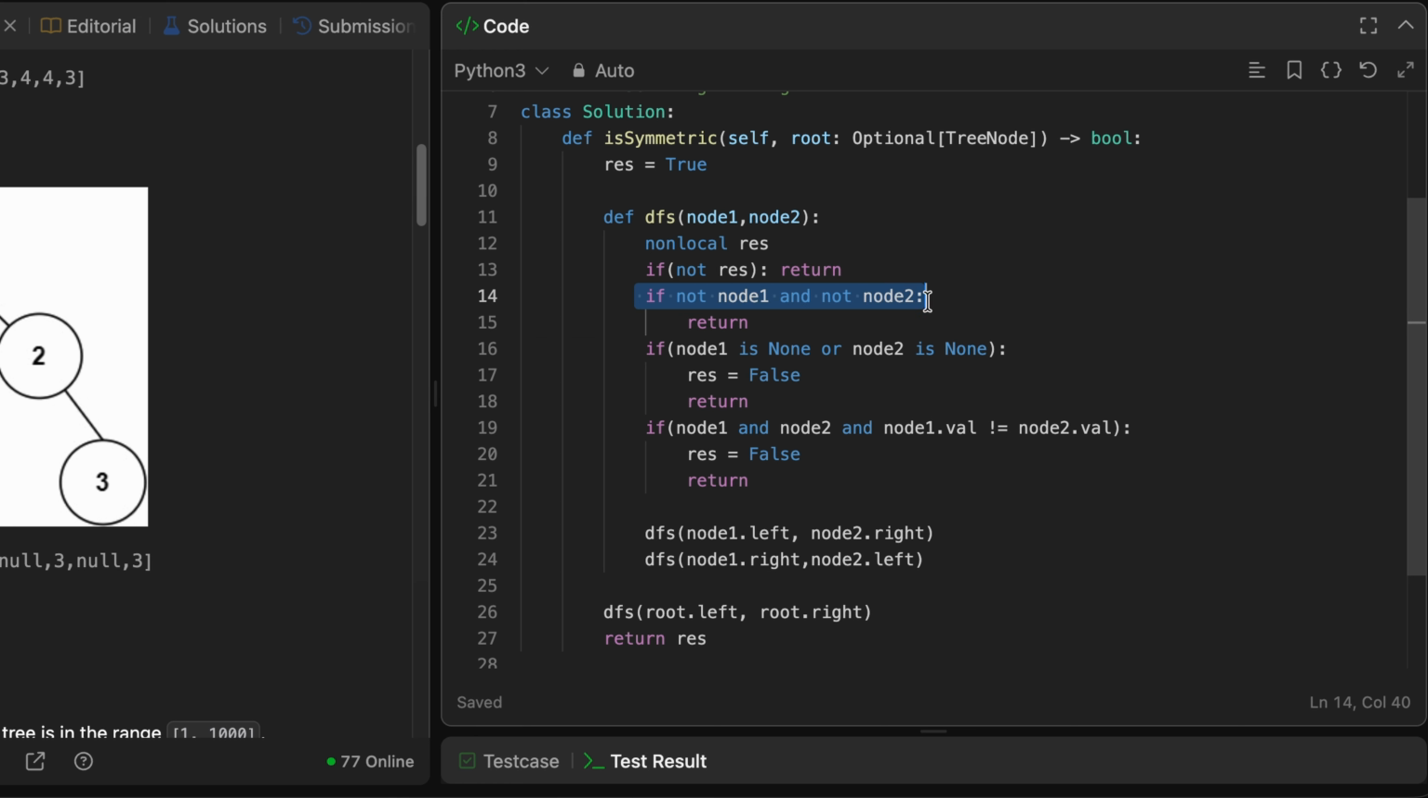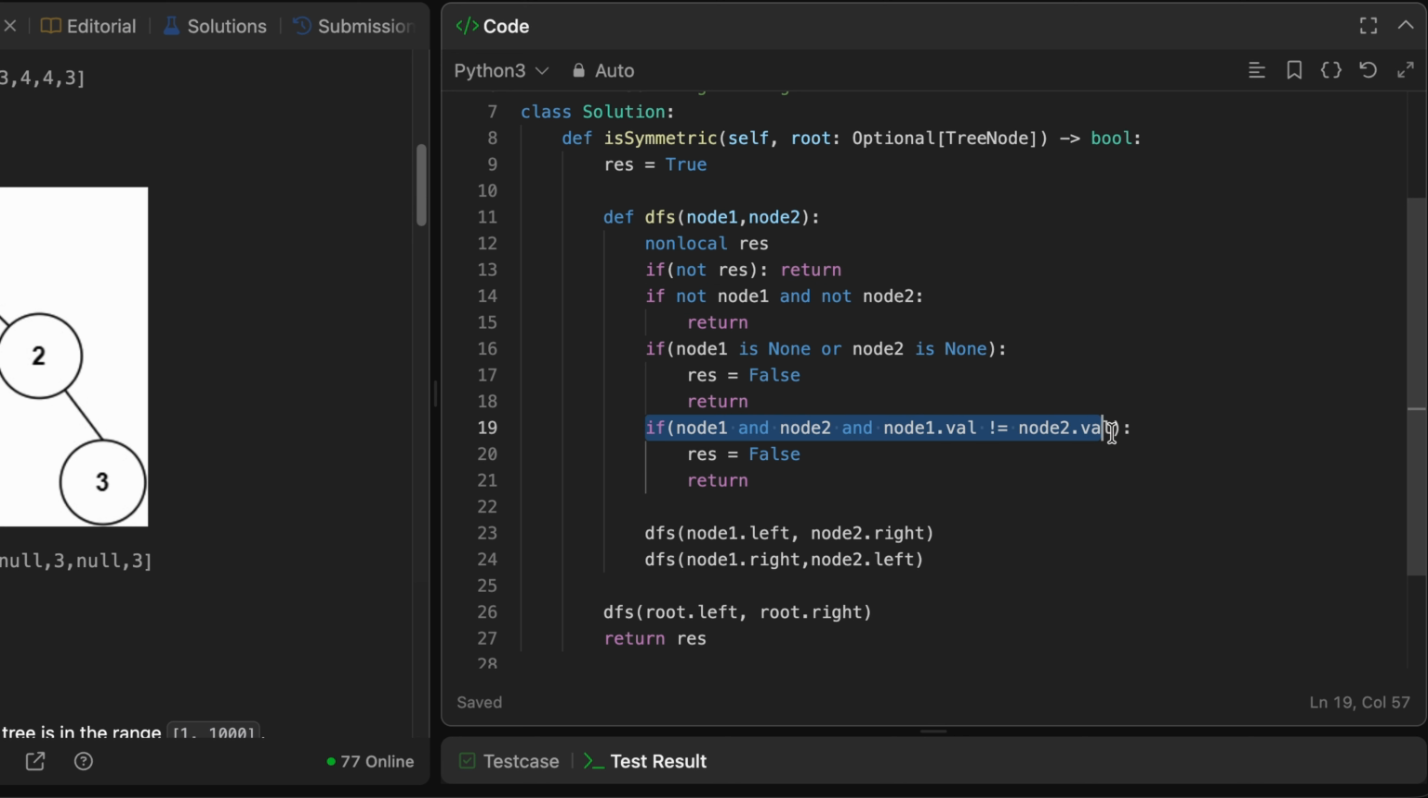Now here are the main base cases. If both the nodes are none, we can simply return. We don't have to set res equal to false because this is a perfectly valid condition for having a symmetric tree, as we have already seen in the explanation. Now in case one of the nodes is none, we know that we have found some structural deformity, so we can simply say res equals false because we know at this point that yes, it is not a symmetric tree, and then return. Now once we set the res false, we know that for all other DFS calls, this particular line will execute and we will early return. So this is how we save computation power.